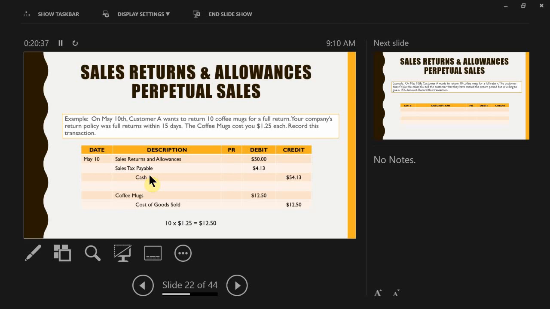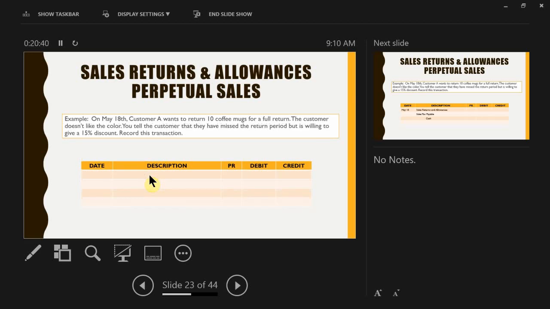But we also have to take into consideration what if I give them an allowance instead? So in this example, May 18, customer A wants to return 10 coffee mugs for a full refund, right? But the company policy says that you have to return within 15 days, which they missed, okay? However, they're complaining, so you decide to give them an additional 15% discount so they can keep the items and be satisfied. And they get to walk away with some money back.